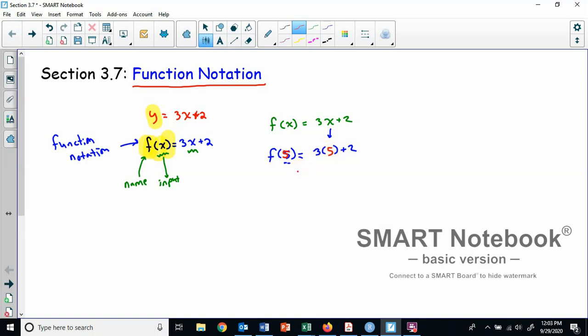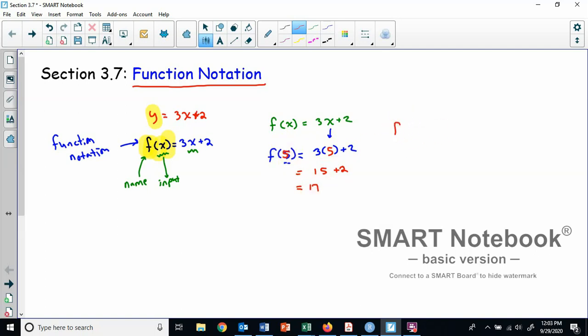So then we could just do some arithmetic, or you could use your calculator and type that all in at once. Your calculator will know order of operations, so 3 times 5 is 15, and 15 plus 2 is 17. So plugging a 5 into the function, f of 5 equals 17.